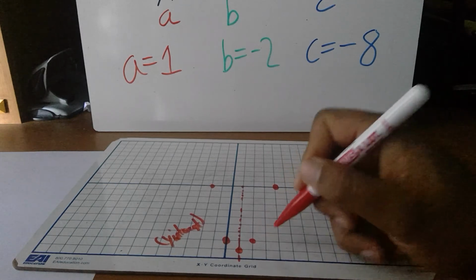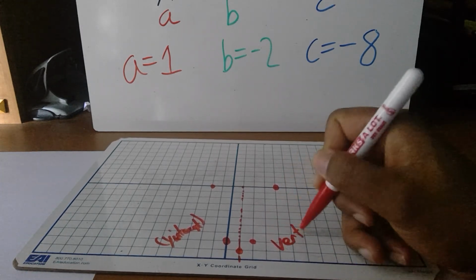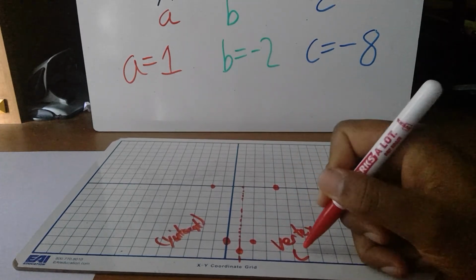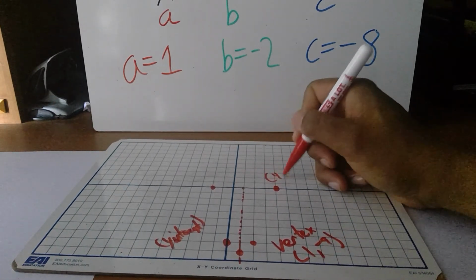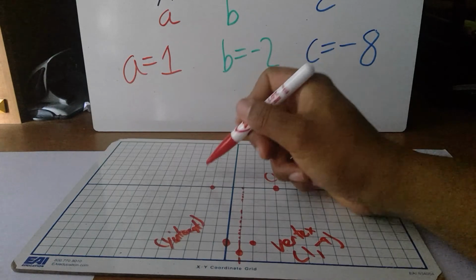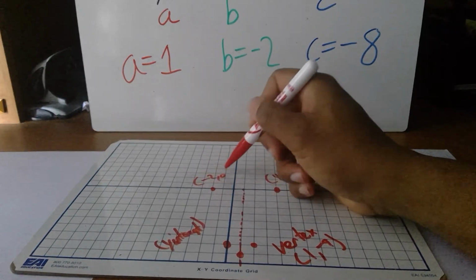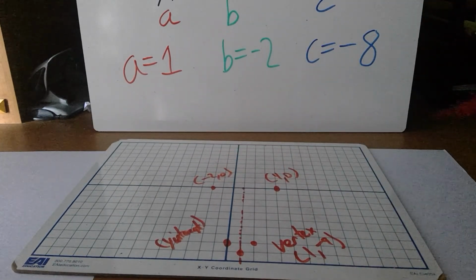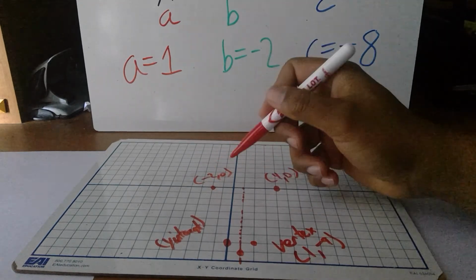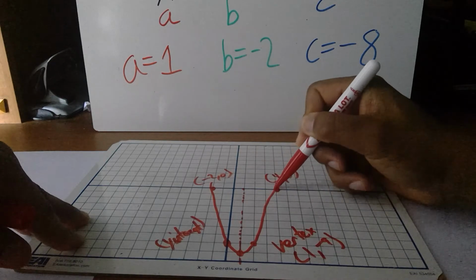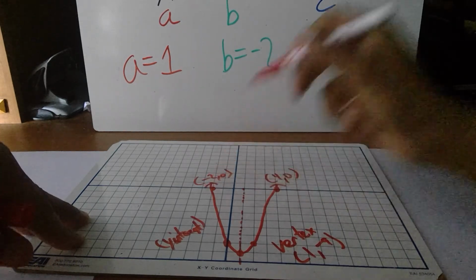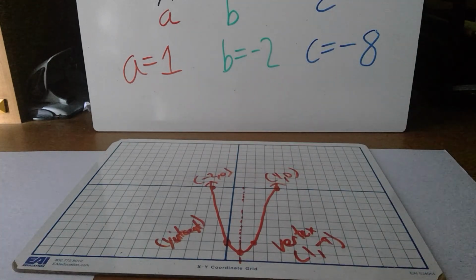So right now I have enough to make a parabola. My vertex is at 1, -9. I got a root here at 4, 0. I have a root here at -2, 0. Those are the roots. And I'm going to make my little parabola. My handwriting is not the best, but it gets the job done. There you go. There's your parabola with the vertex at 1, -9.